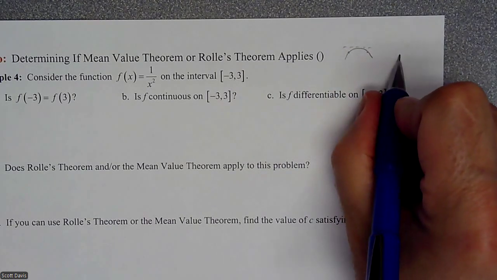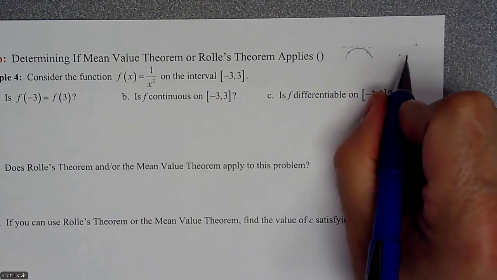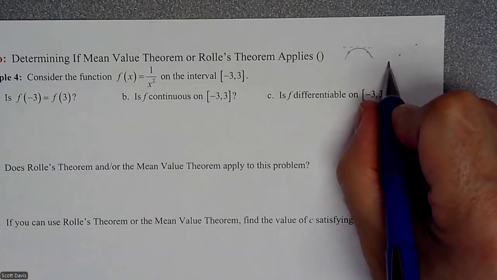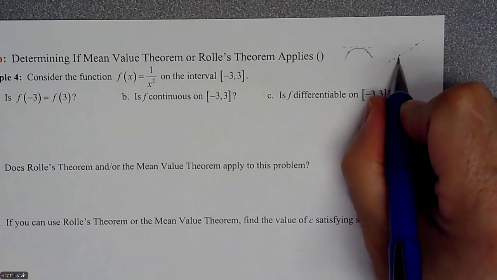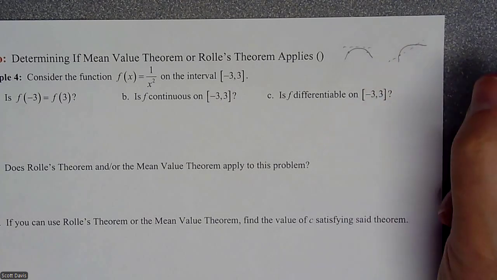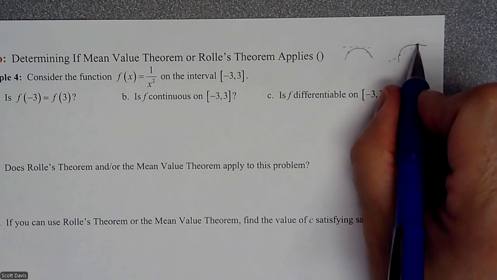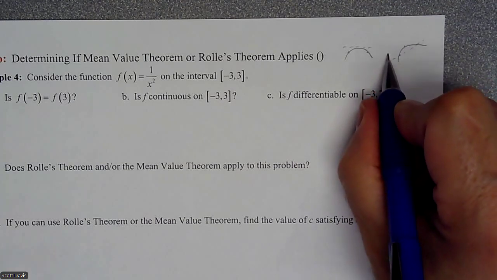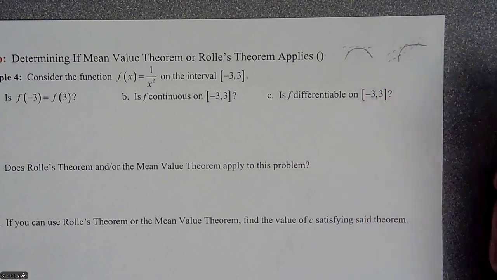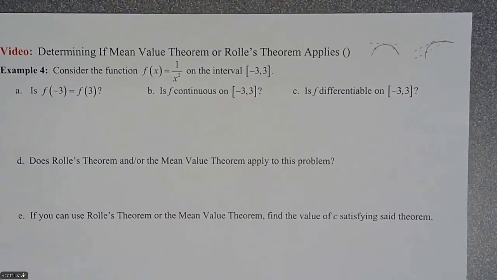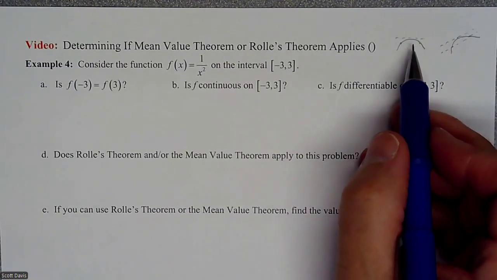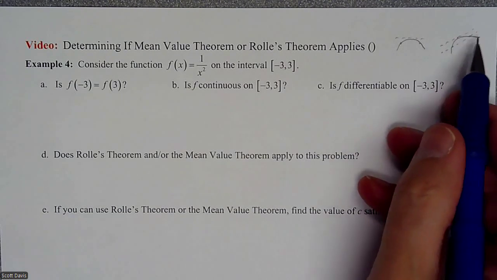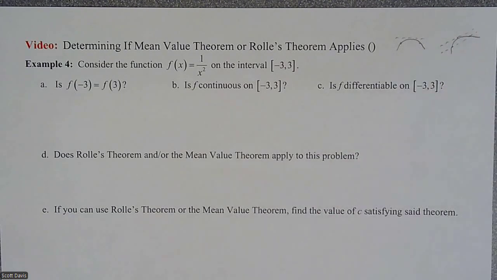And then the mean value theorem is if you have 2 points that are not at the same height, but the graph is continuous, whatever the graph looks like, somewhere between those 2 points you're going to have a slope equivalent to the slope between those 2 points. So that's the basic idea. This one is slope of 0. This is a specific slope equivalent to the slope between the 2 points. So we have to go through all the little steps.